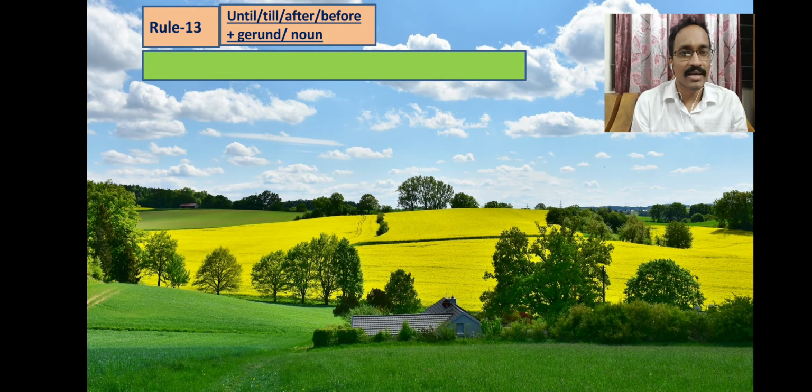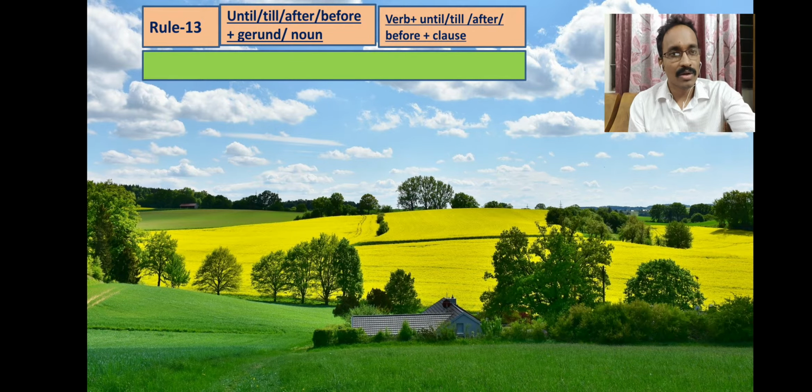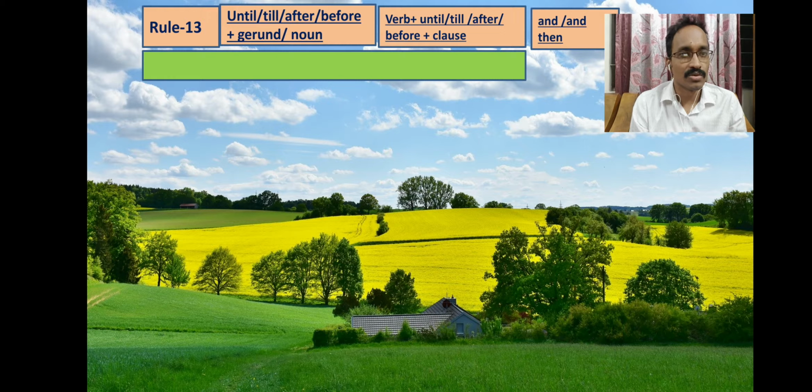So if you find a simple sentence in this structure, then we will use until, till, before or after as a conjunction to connect two clauses. And to make a compound sentence, we will use and, or then, and then. So let's see some examples.